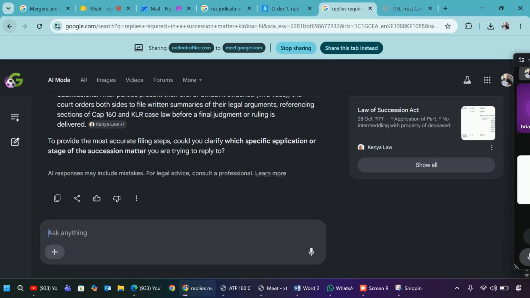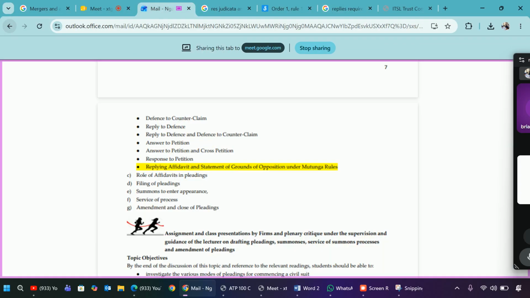So that is basically it. So we have not ignored cross petitions and answers to petitions.